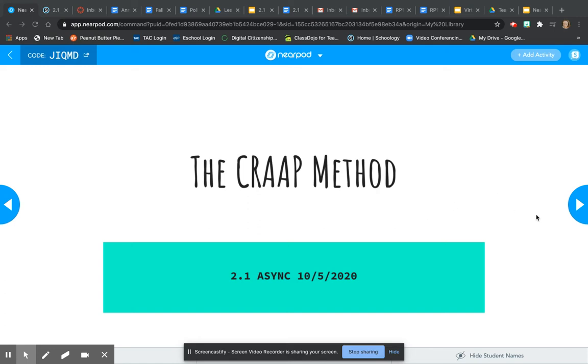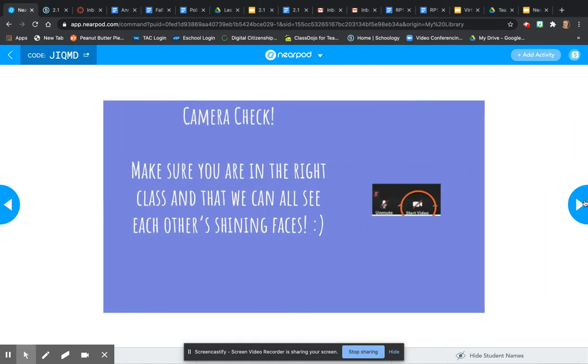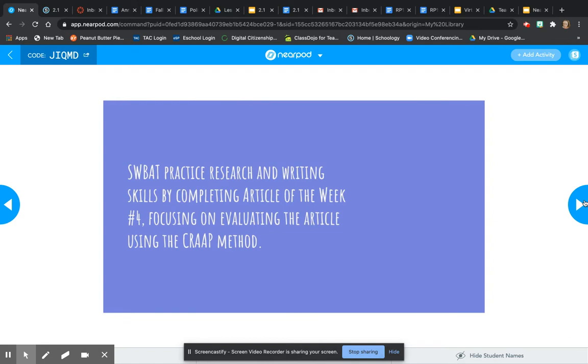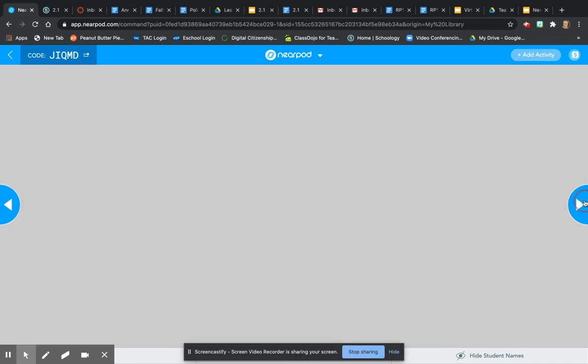Hi guys, so your mini lesson for today, you're going to learn how to use the CRAAP method, which is something we're going to use to evaluate our sources. I'm going to go over this with you, and then you're going to practice with your article of the week. So you're going to be able to practice your research and writing skills by completing the article of the week number 4, focusing on evaluating the article using the CRAAP method.